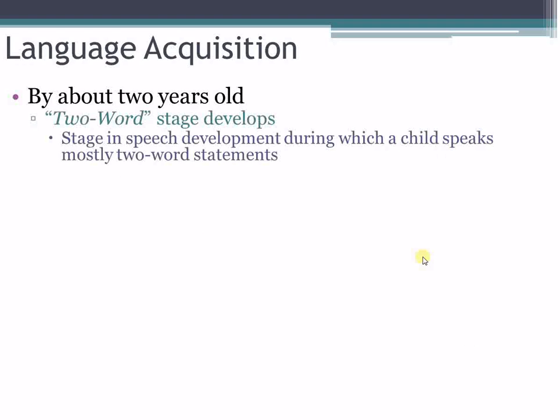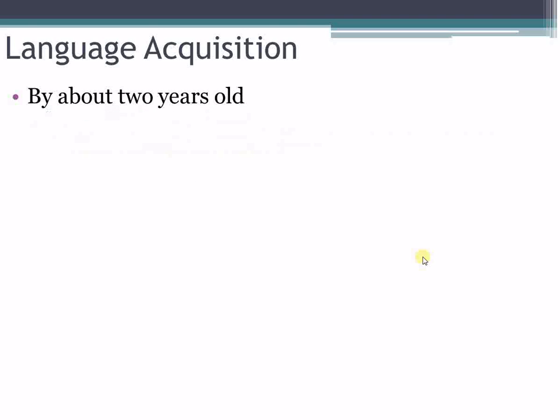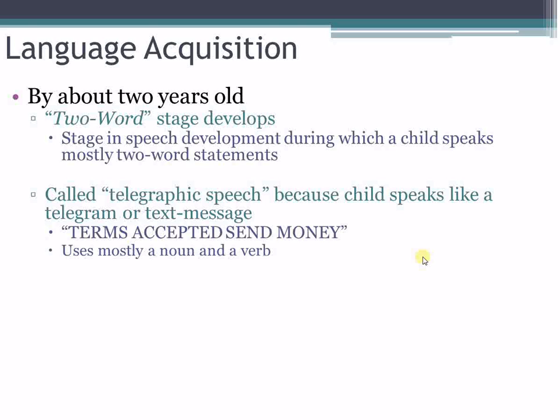So by about 2 years old, children develop into the two-word stage, where they're speaking mostly two-word statements. Oftentimes we call this telegraphic speech because the child speaks sort of like a text message without a lot of flourish and without a lot of additional information. Mostly, sort of noun-verb combinations. Read book, no milk, right? Want juice, right? And these are sort of telegraphic-like utterances. This is the baby developing language further, but not able to include the auxiliary or the additional necessary words.